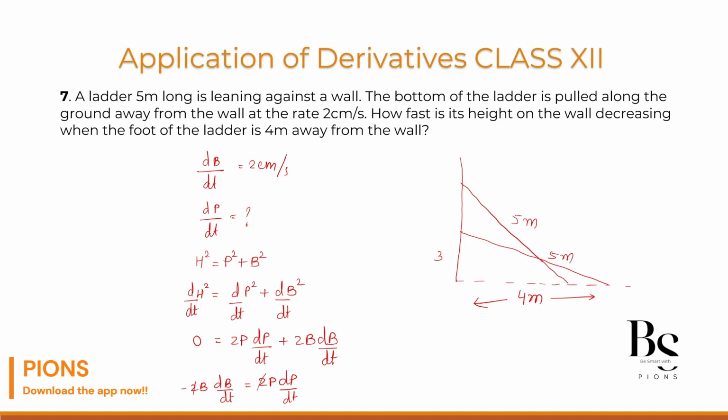Now, if I take this 2p to the left hand side, first cancel 2 with 2. Let's take p to the left hand side. Minus b upon p dB by dt will be equal to dP by dt. And we have to find dP by dt only. So what's the base at that time? The base at that time is 4. Perpendicular is 3. And what is dB by dt? That's 2. Correct. So this implies our dP by dt, the rate of change of perpendicular with respect to time, is minus 8 by 3. Sir, what is minus? Minus represents the decreasing value because it is going down. Since it is decreasing, that's why it is getting a negative value.